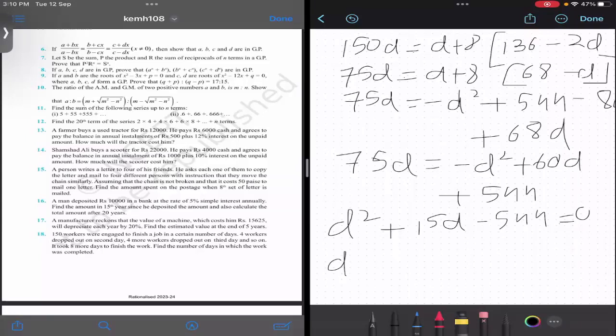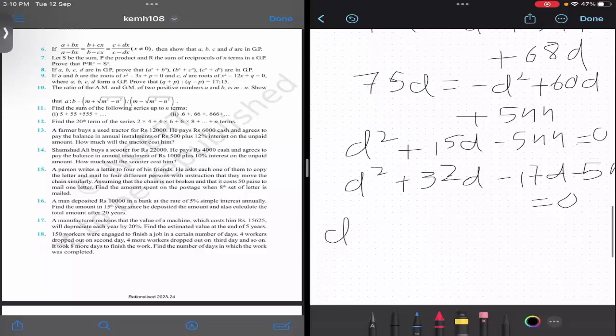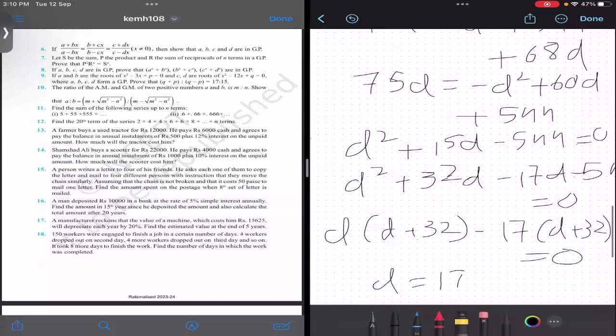Therefore, 544 can be written as 32 into 17. So you have D square plus 32D minus 17D minus 544 equals 0. You can take D out common, you have D plus 32. Here you can take minus 17 out common, you have D plus 32 equals 0. D is equal to 17, or D is equal to minus 32.